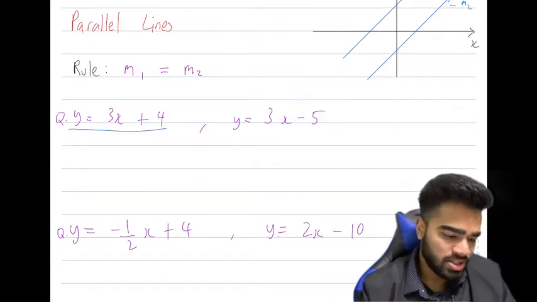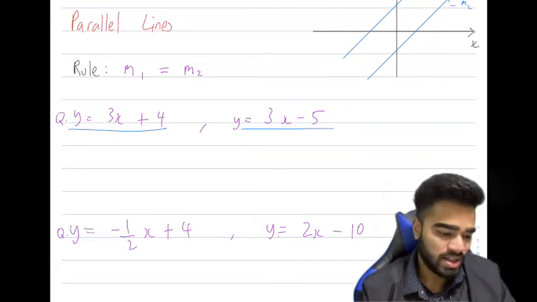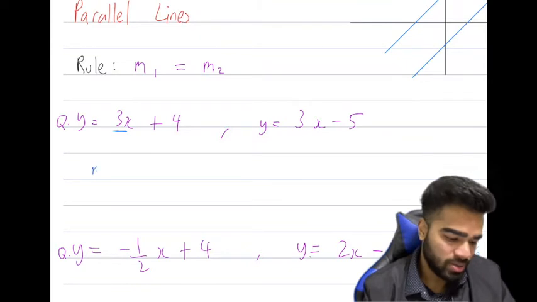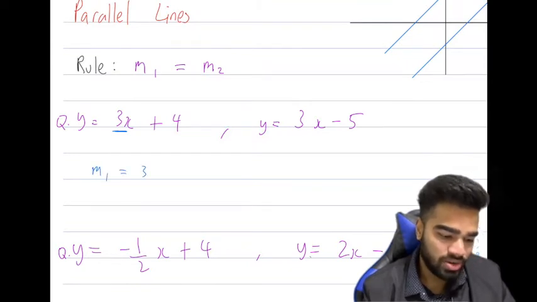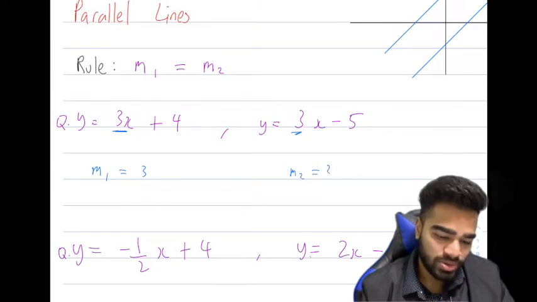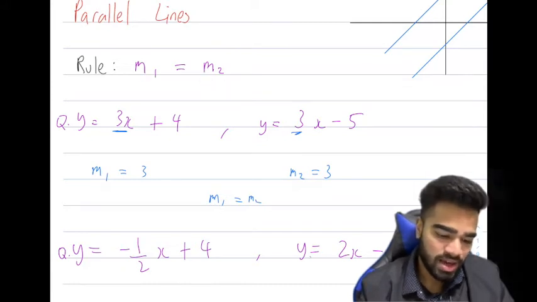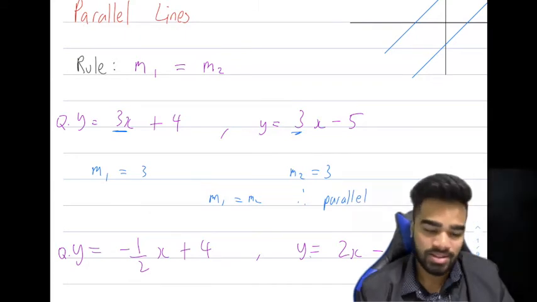Are these two lines parallel? Let's look at it. The gradient of the first line is going to be 3, so m1 is equal to 3. Next, m2 is also equal to 3. Because m1 is equal to m2, which is our parallel line rule, we can say these are therefore parallel. Let's look at another example.